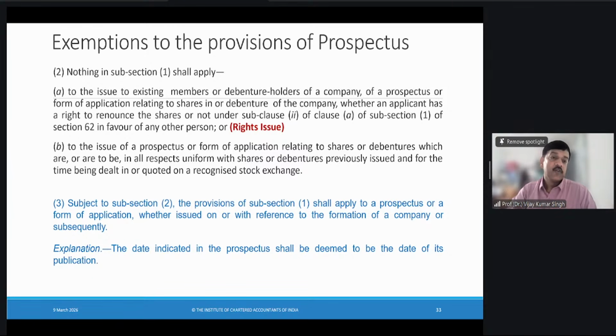Second, to the issue of a prospectus or form of application relating to shares or debentures, which are to be in all respects uniform with shares or debentures previously issued and for the time being dealt with in or quoted on a recognized stock exchange.